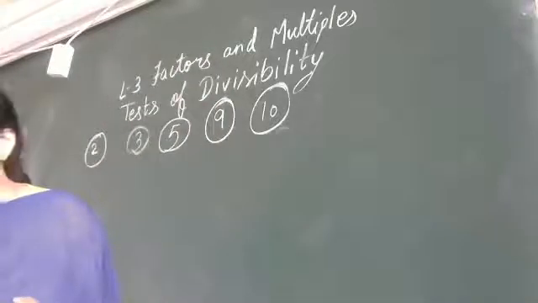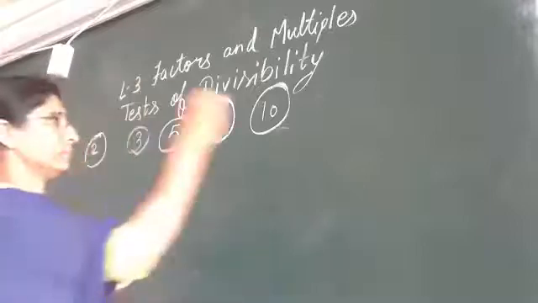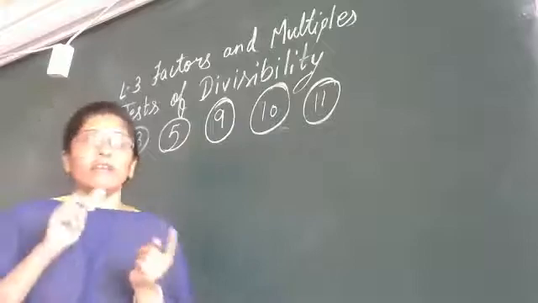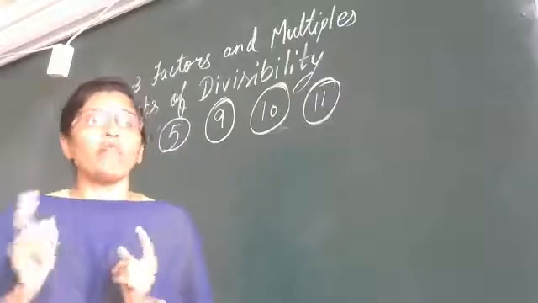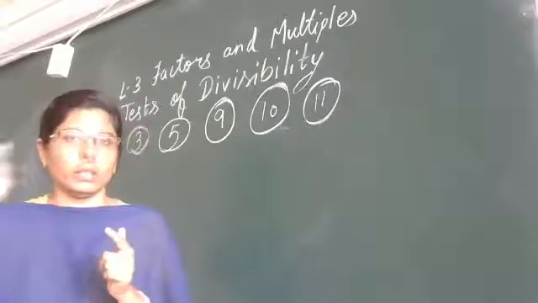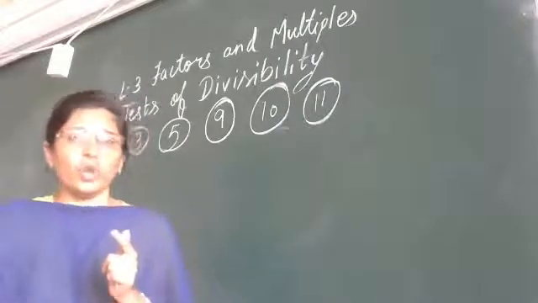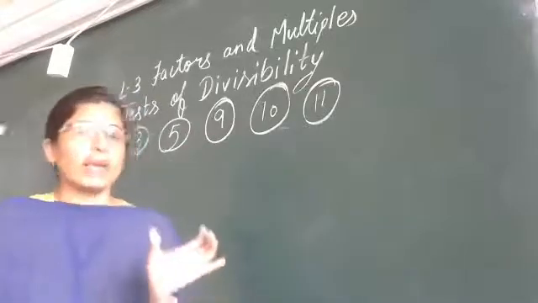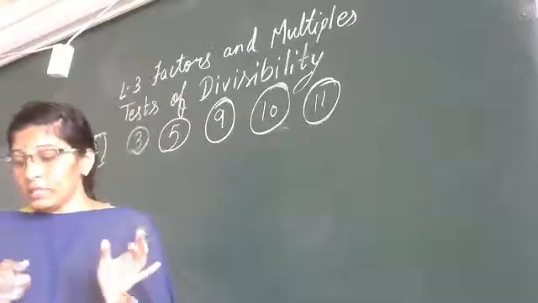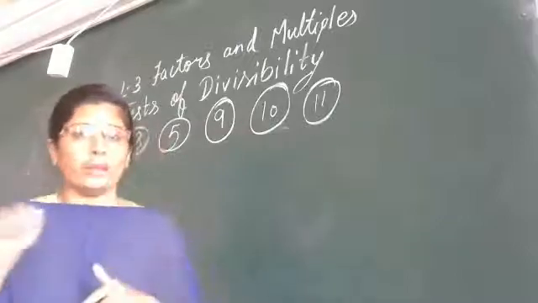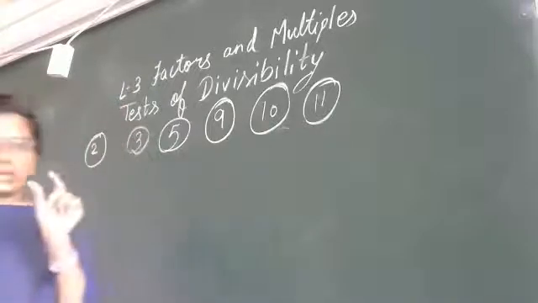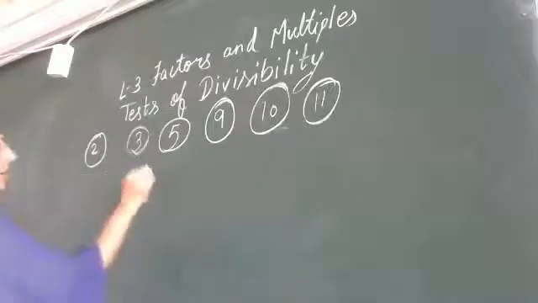Okay, last is divisibility by 11. Divisibility by 11 is the difference of the sum of alternate digits. Alternate means leaving one another, leaving one digit. So odd digits and even digits. When you add those and if their difference is 0 or 11, then that number will be divisible by 11. This is a little confusing. We'll take one example.